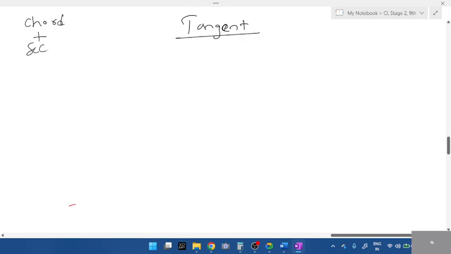Okay. Last one is tangent. Another 5 or 10 minutes. We'll end the class. So in board exam, you'll have all three put together. In one question, you'll have chord plus secant question plus tangent question together. Okay, what is tangent?